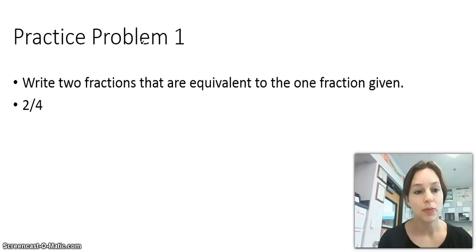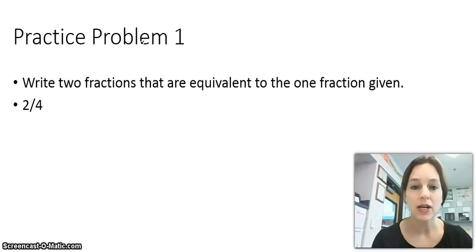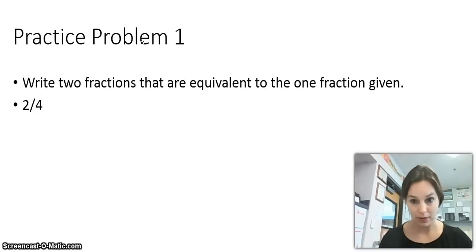Here's practice problem number 1. It wants you to write 2 fractions that are equivalent to the one fraction given. So go back to the examples and see if you can figure out how to make 2/4 into an equivalent fraction. When you have 2 equivalent fractions, just remember there's an infinite number of equivalent fractions you could have, but you only need to write 2.